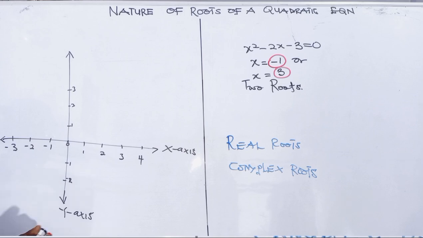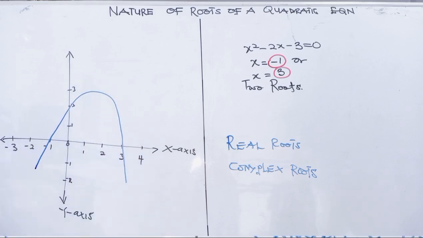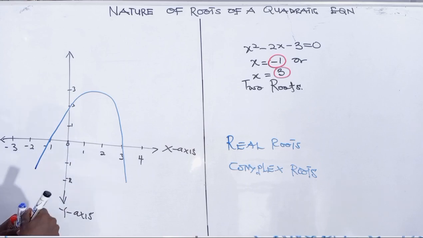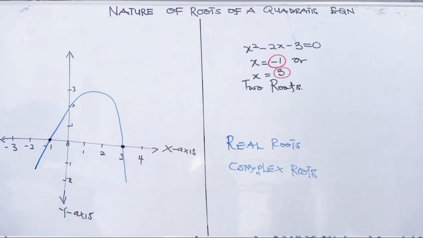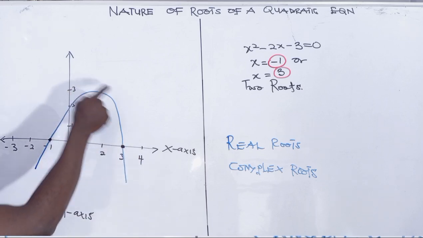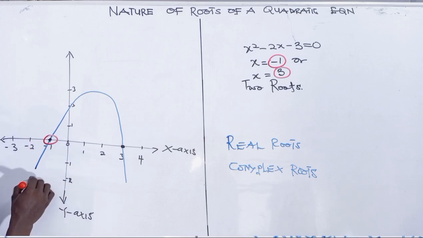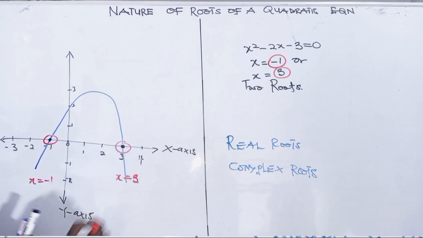So when you have a curve of this very form, you can see that this curve is intersecting the x-axis at two different points. So at -1 and then +3. The point where this curve intersects the x-axis becomes the root of the quadratic equation. So the roots of this quadratic equation are what? x is equal to -1 and then x is equal to what? +3.